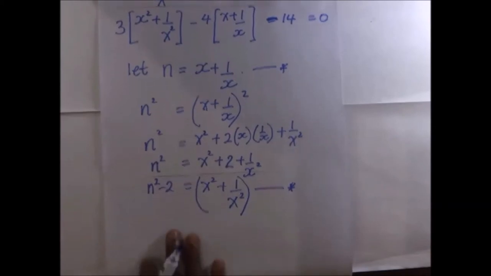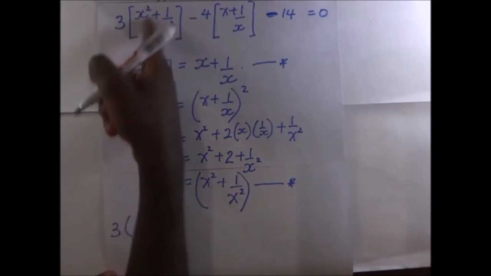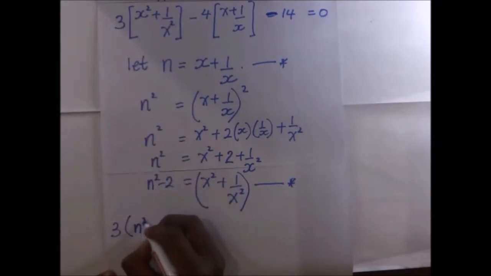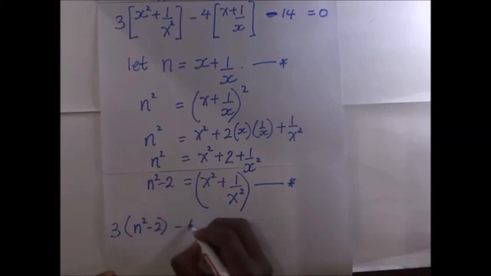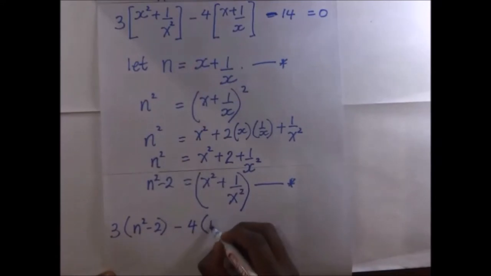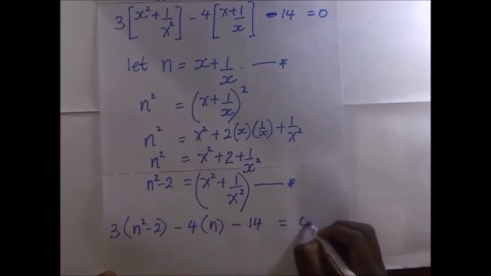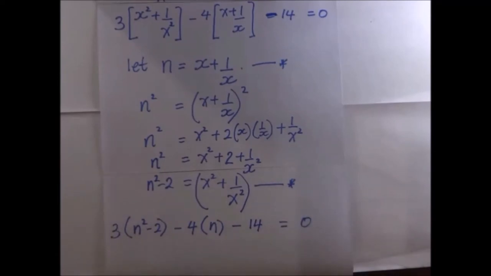So we go ahead. This is going to become 3 into n squared minus 2, which is substituting for that, minus 4 into this, which is n, minus 14, is going to give us 0. So now we concentrate on getting the value of n. We open brackets, formulate a quadratic equation, and solve. Concentrate on getting the value of n.